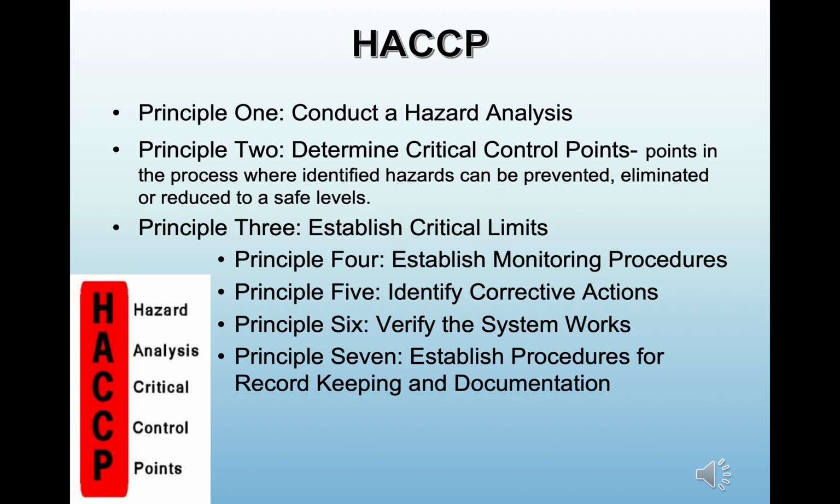The first principle of HACCP is to conduct a hazard analysis. The second principle is to determine the critical control points, or points in the process where identified hazards can be prevented, eliminated, or reduced to safe levels. The third principle is to establish critical limits. The fourth principle is to establish monitoring procedures, followed by Principle 5, identifying corrective actions, then Principle 6, verifying that the system works, and finally Principle 7, establishing procedures for record keeping and documentation.